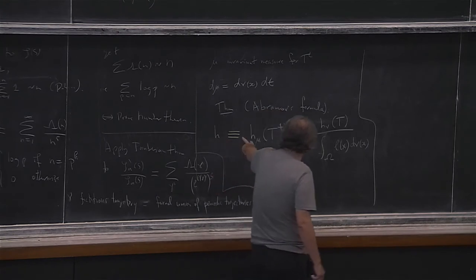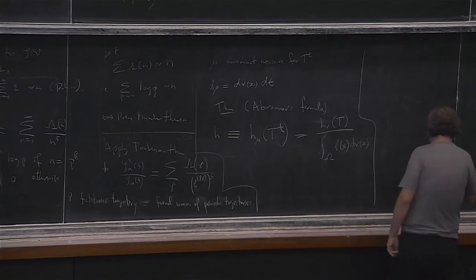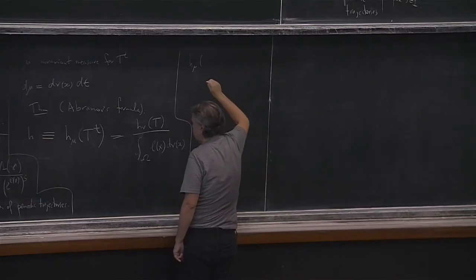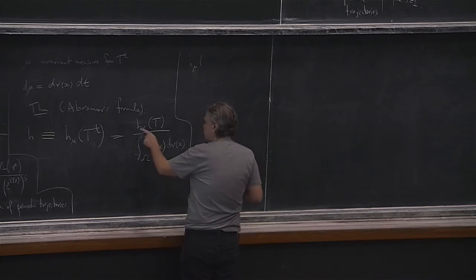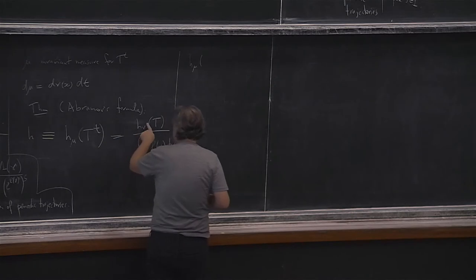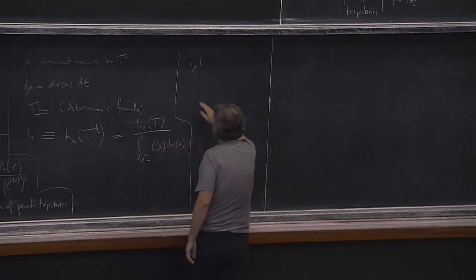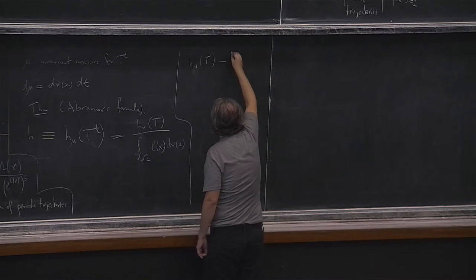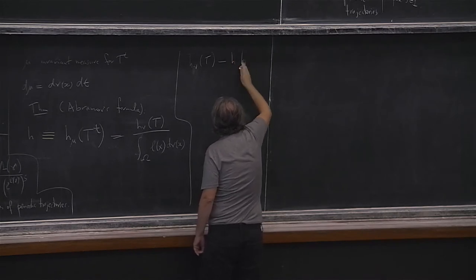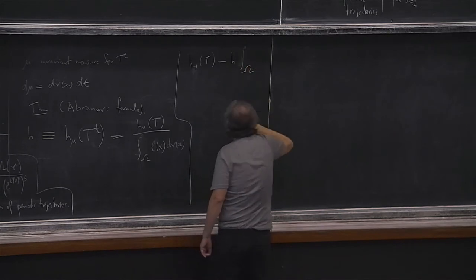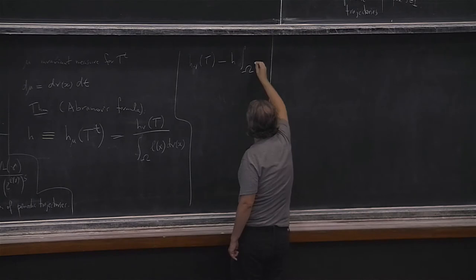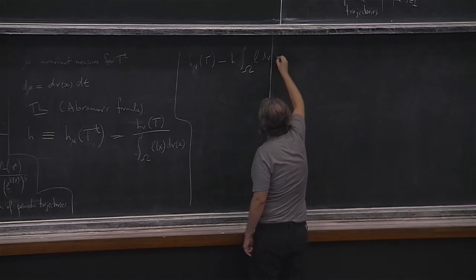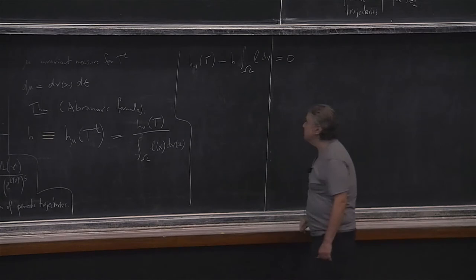So if I have this formula, then another way of rearranging this is that h nu of T minus little h times the integral of the roof function L d nu is equal to 0, right? This is a correct statement, right?